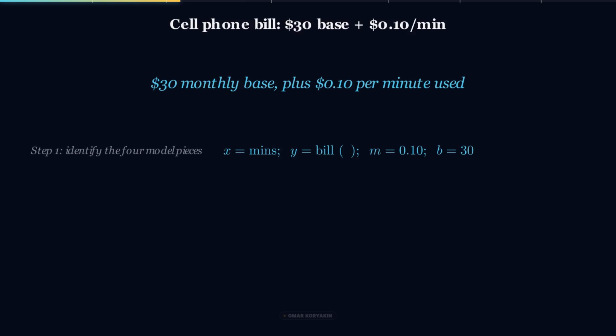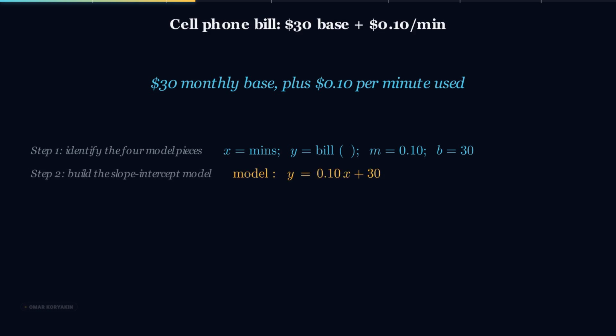Step 1. Identify the variables and parameters. The input variable is x equals minutes used in the month. The output variable is y equals total bill in dollars. The rate is 10 cents per minute, which equals $0.10 per minute, so the slope is m equals 0.10. The initial value is the bill when 0 minutes are used, which is just the base fee, so the intercept is b equals 30.